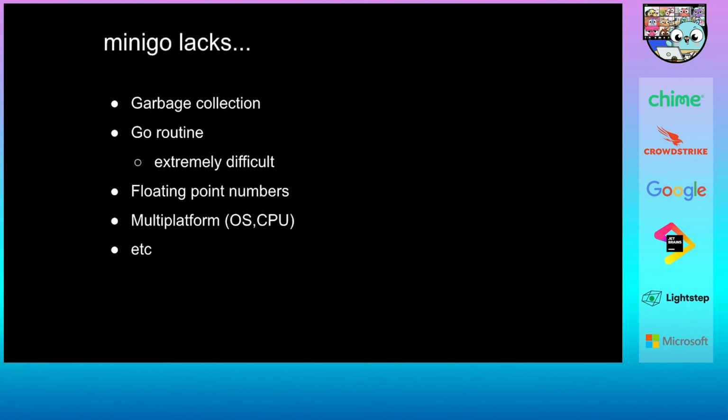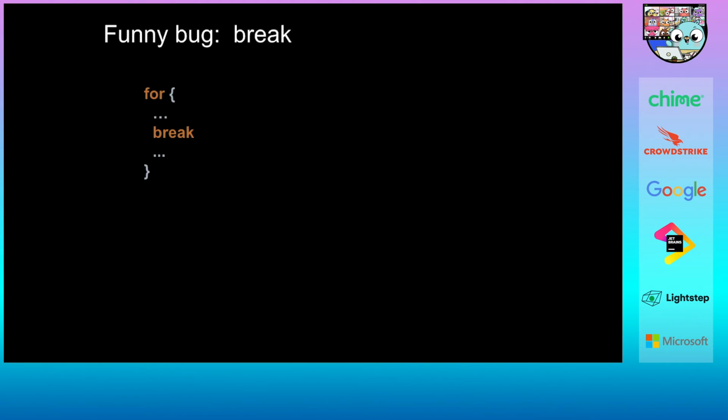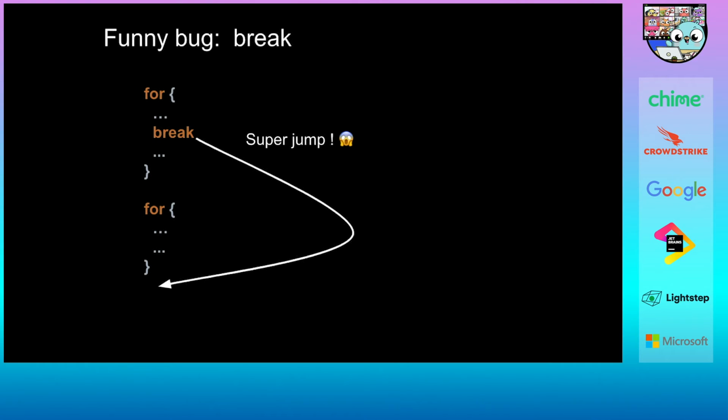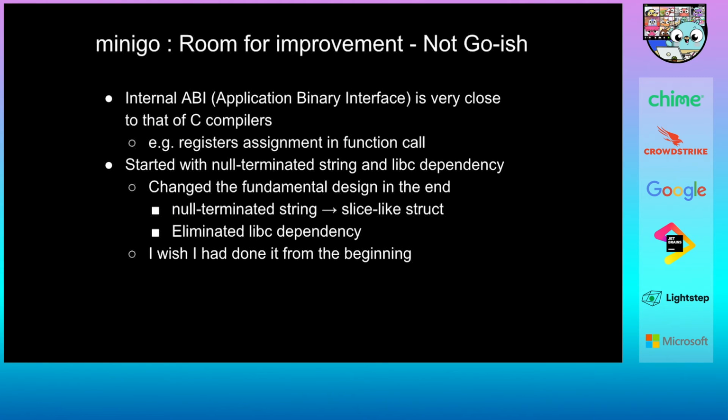As I mentioned before, minigo lacks a lot of features, such as garbage collection, coroutine, floating point numbers, multi-platform, etc. Actually, I tried coroutine, but it was extremely difficult. Let me introduce a funny bug. When I implemented a break statement, something strange happened. Can you imagine? When the program reached the break statement, it made a super jump over to the end of the second loop. It's very funny, isn't it? I like this bug. The cause was a mistake in level management in assembly. I fixed it easily.